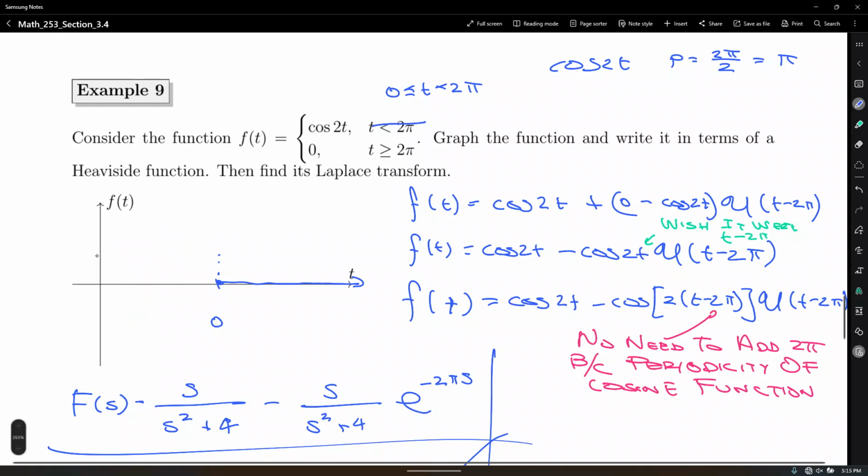So that's 1, and let me do this better. And 2. All right, open circle here. So that's actually the correct graph of the function. The rest of the problem is still correct.